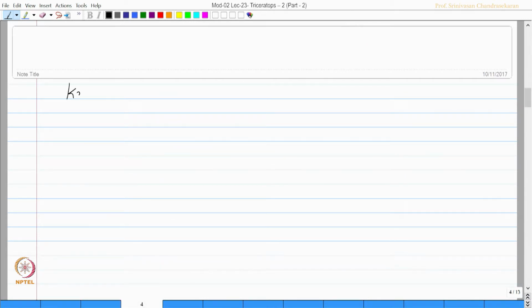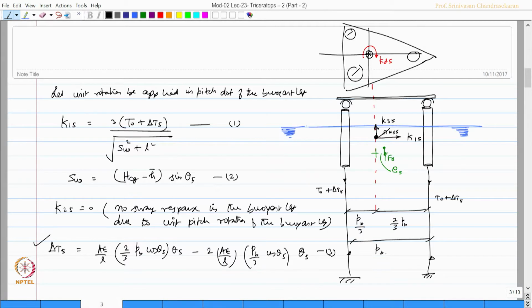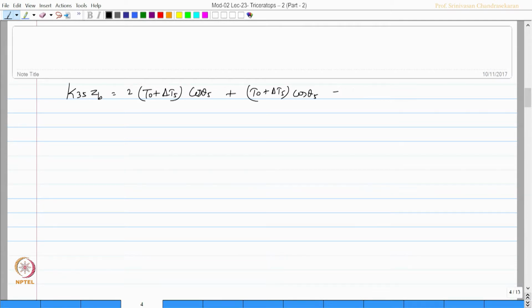K 3 phi Z b will be given by 2 times T 0 plus delta T phi of cos theta phi for 2 such legs, plus T 0 plus delta T phi for one more additional leg separately, because in this figure 2 legs are oriented on the same line, whereas one leg is separate. So, I am writing it separately here, minus 3 T 0, that is the initial tension of the cable. Let us call this equation number 4.